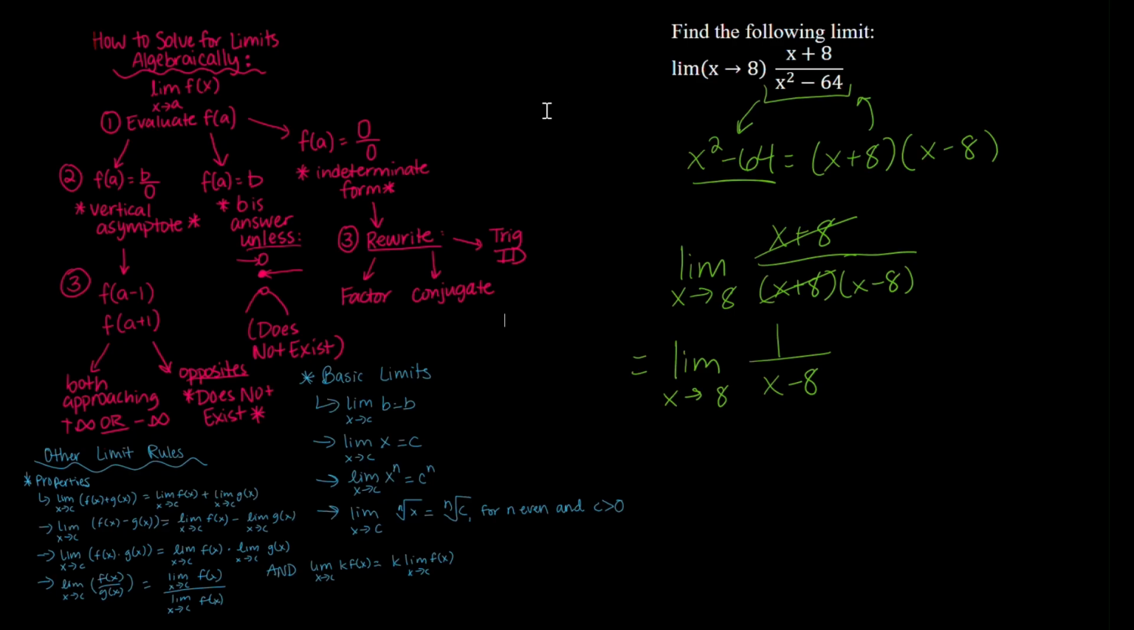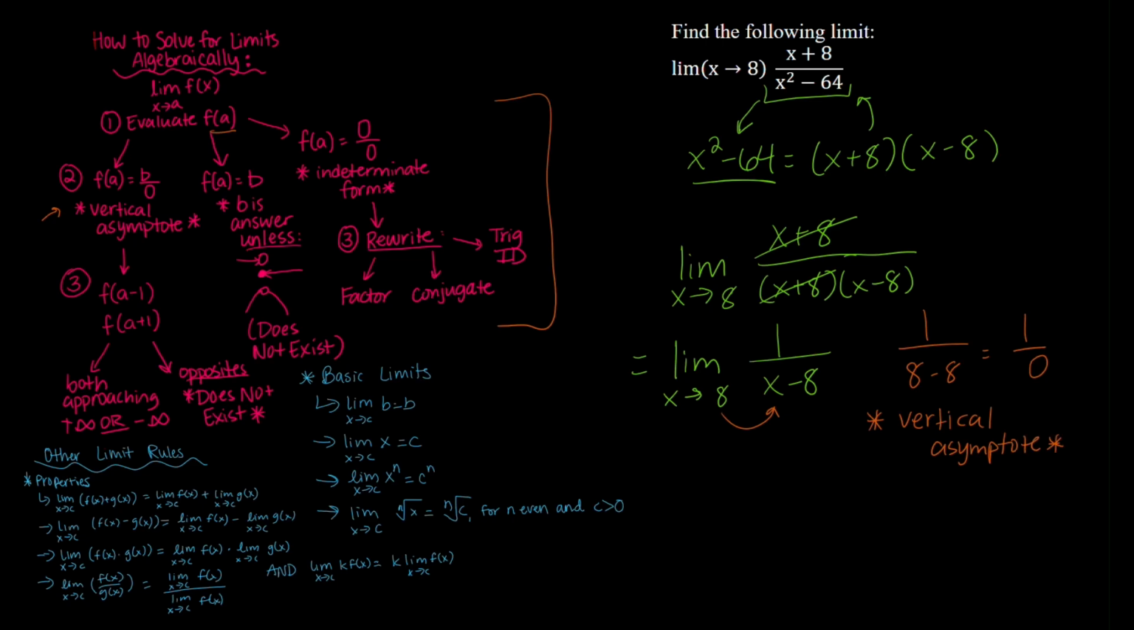So to plug it into this framework, the first thing we want to do is evaluate f(a). So we're going to plug x in here, and you get 1 over 8 minus 8, which is 1 over 0. And so this is the first option right over here. And so we know that this means there is a vertical asymptote right at the location that we are looking at.